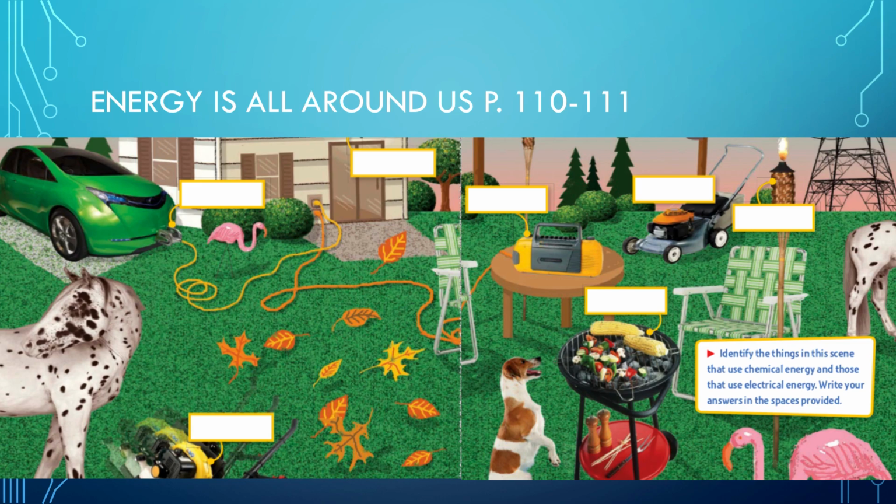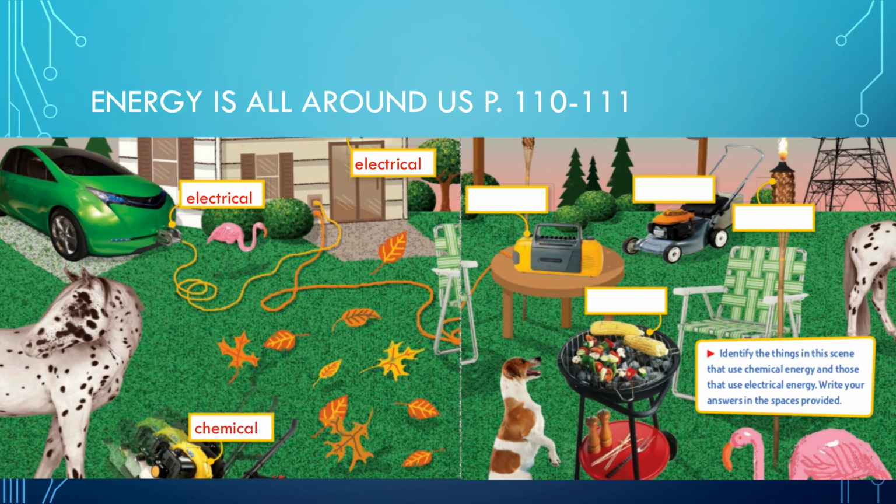Read pages 110 and 111. Energy is all around us. Let's review these pages. Look at the pictures. Label what type of energy each uses. The car would use electrical energy. We can see that it's plugged in using electricity. The light uses electrical energy.